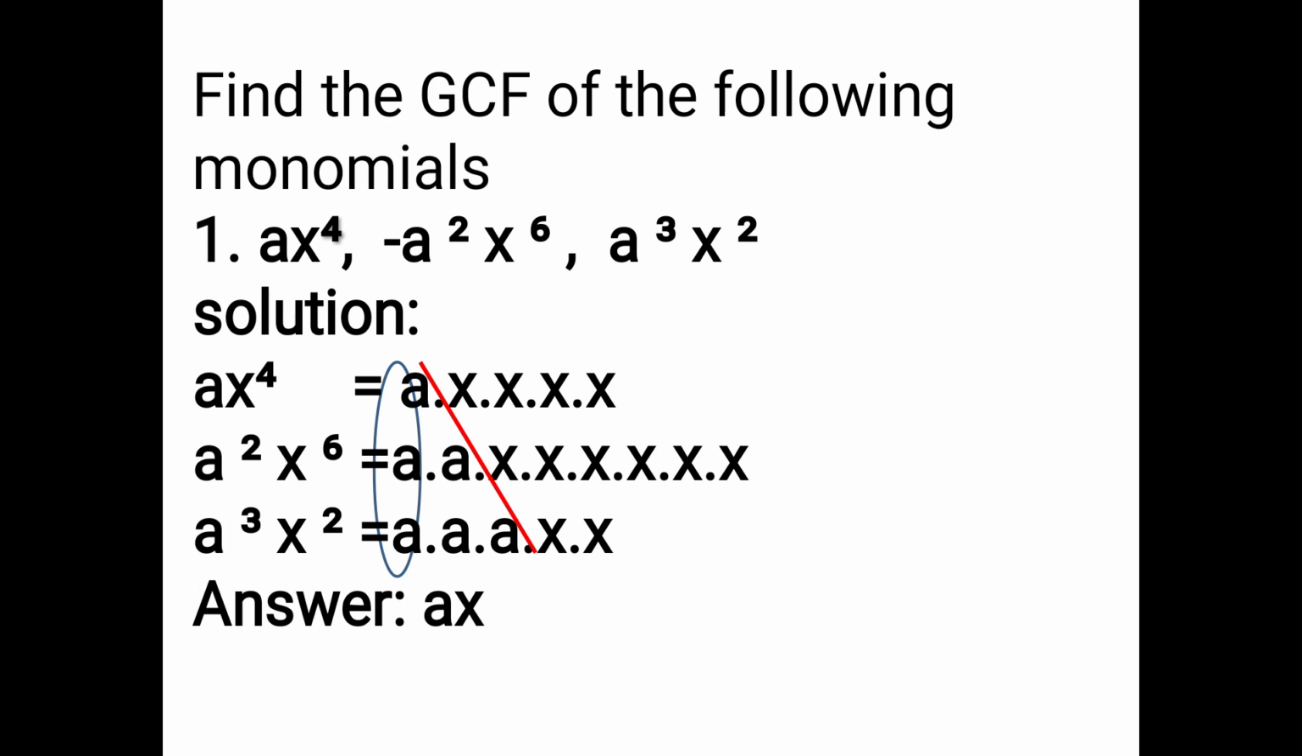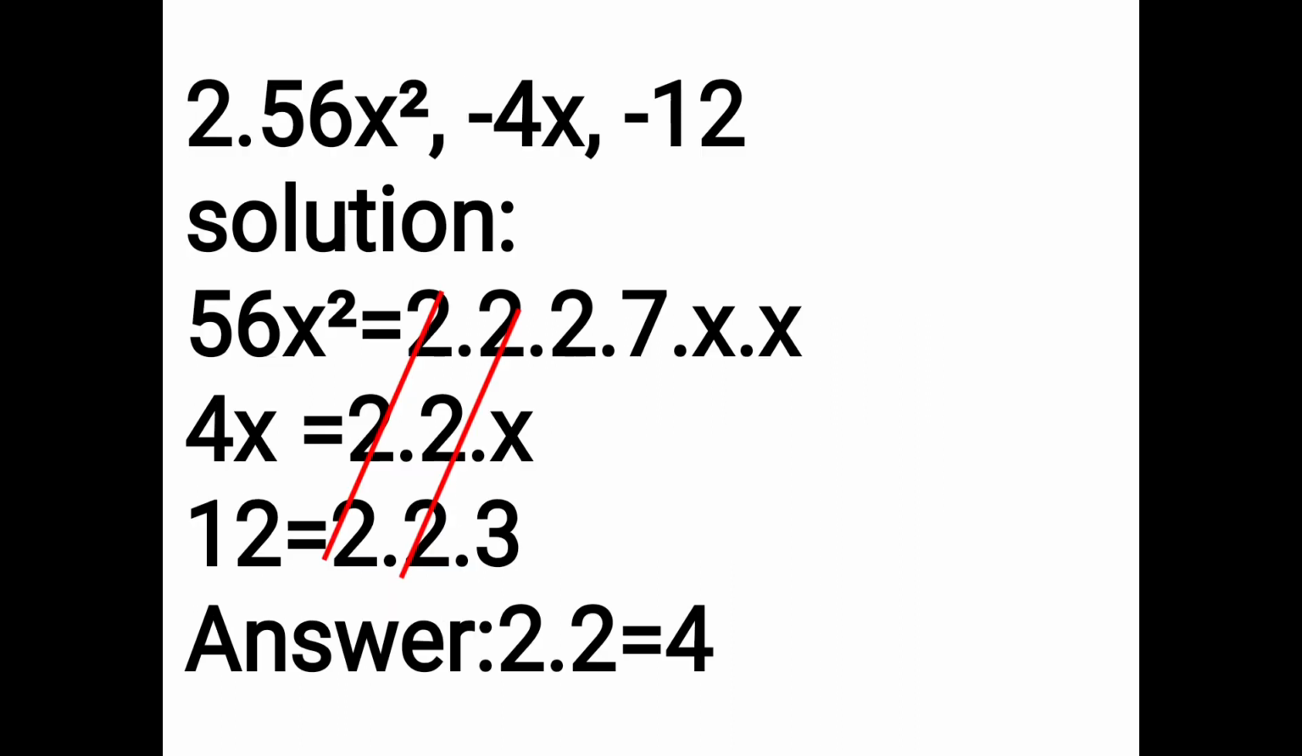For a cubed x squared, we have a times a times a times x times x. So, get the common term, which is a and then x. Therefore, we have the greatest common factor of ax.